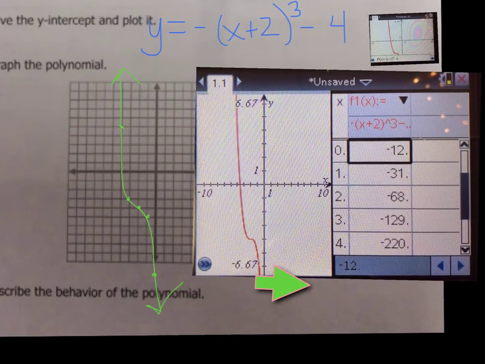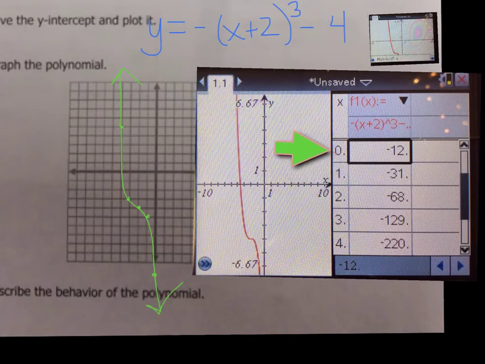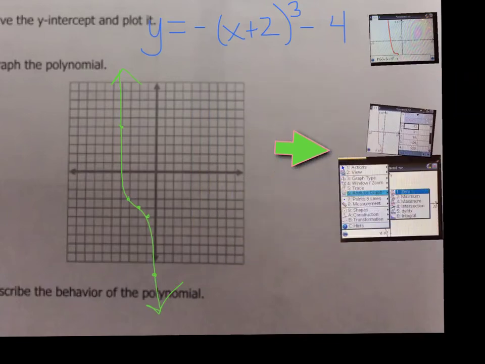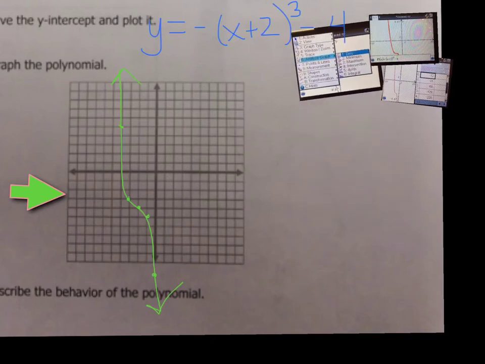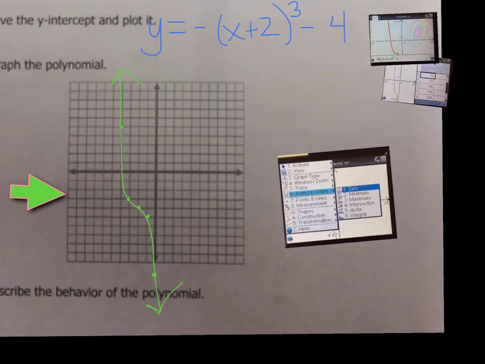Okay, so let's see what we would do next. Next, we're going to go to the table. To go to the table, we would hit Control T, and I'm just going to the table to verify that my y-intercept is 0, negative 12. So when x is 0, y is negative 12. That just verified that I triple distributed to get the right y-intercept. Okay, so next let's analyze the graph and find that 0. So you'd hit Menu, Analyze Graph, go over to the 0. Okay, and then once the next screen pops up, oh, where did it go?